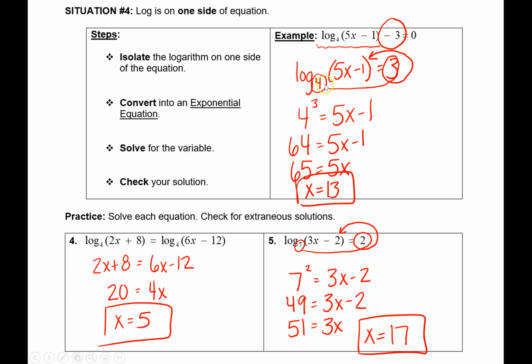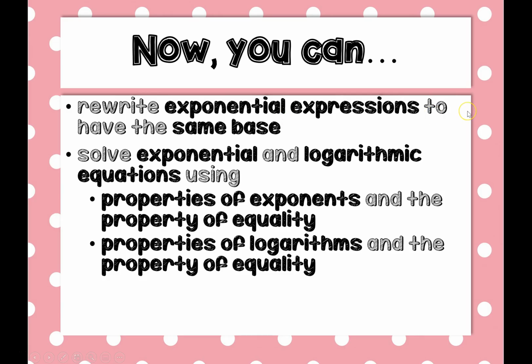Okay, so let's talk about what we just did. We rewrote exponential expressions that have to have the same base if they weren't convenient and didn't match. We also then solved exponentials and logs by using those properties, the properties of exponents, the properties of logarithms, and the properties of equality. Go ahead and try the Now You Try problems.